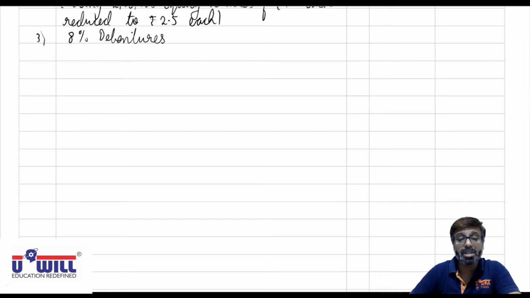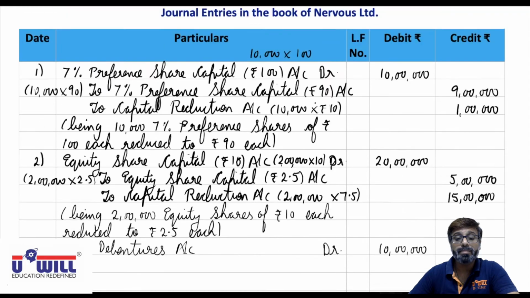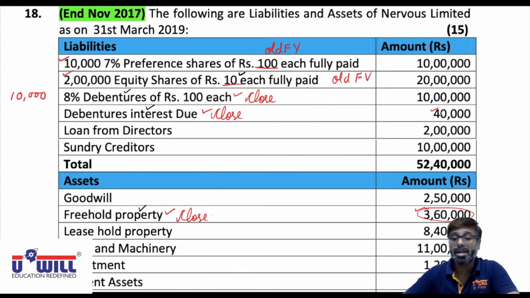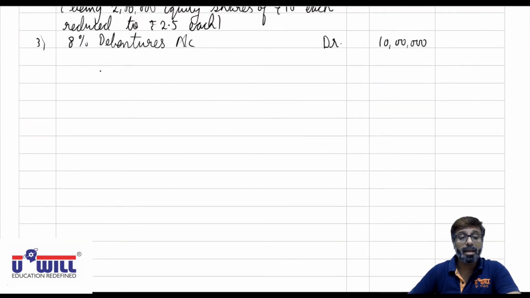8% debentures account is a credit balance. We reverse and debit to close it with 10 lakhs. Then close outstanding interest on debentures. That is also a credit balance, so we reverse and debit it with 40,000. Outstanding interest on debentures account debit 40,000.